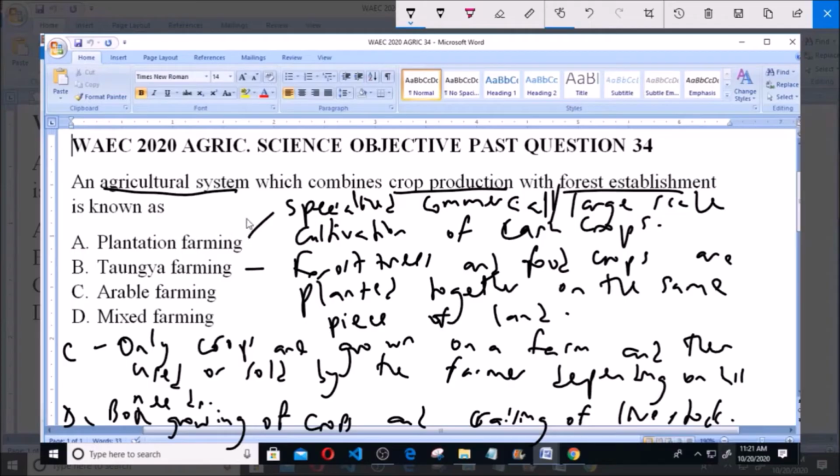Now, the question talks about a system which combines crop production and forest establishment. And option B, which is Taungya farming, we can see that it is when forest trees, that is forest establishment, and food crops, that is crop production, take place on the same piece of land. So it combines both production of crops, which is agriculture, and forestry. So option B, Taungya farming, is the correct answer to this question.